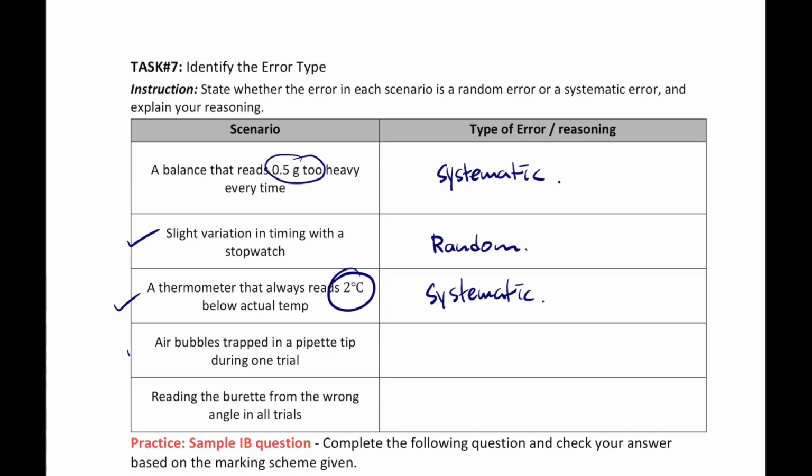And fourth, air bubbles trapped in a pipette tip during one trial. This is a random error because this is a one-time inconsistency affecting one trial. This is just a one-time thing. And lastly, reading the pipette from the wrong angle in all trials. This is a systemic error. The reasoning is a consistent misreading due to poor technique, an observational error. That's why this is a systemic error.